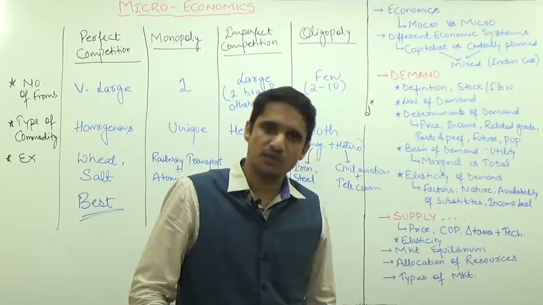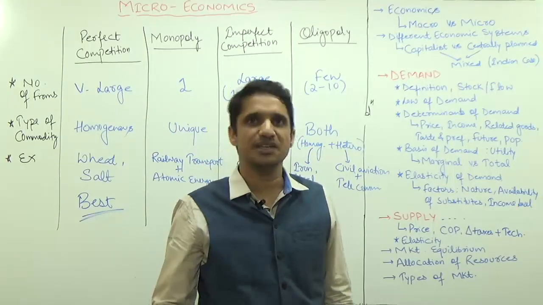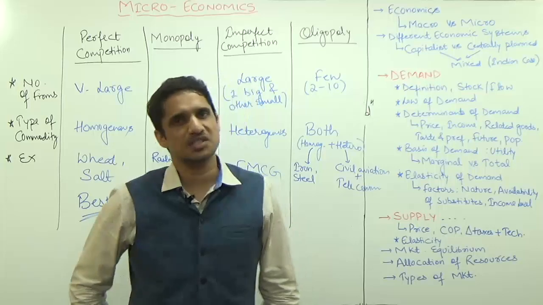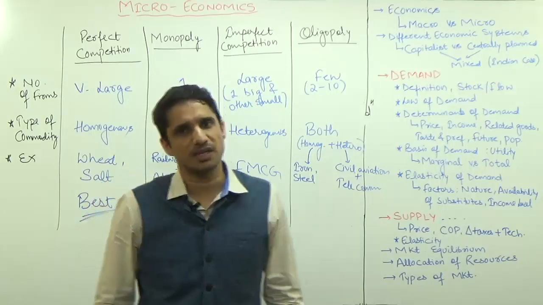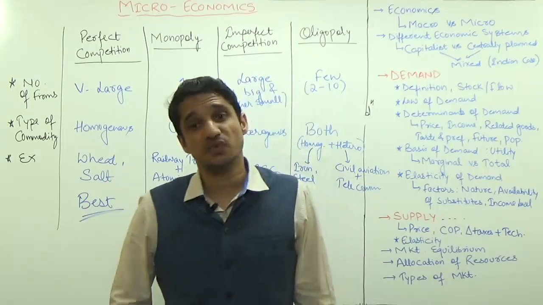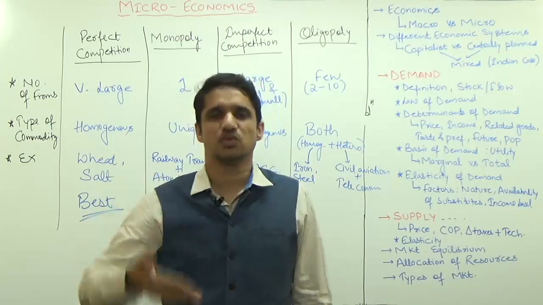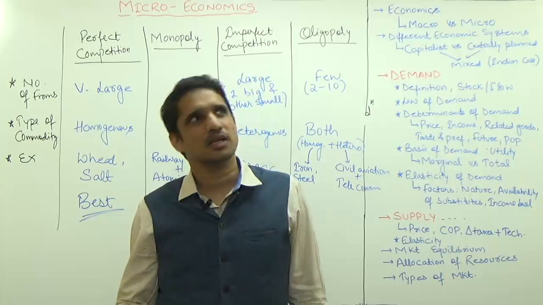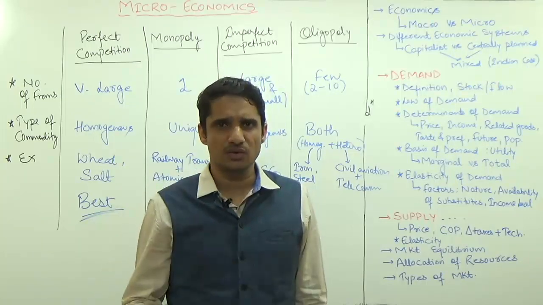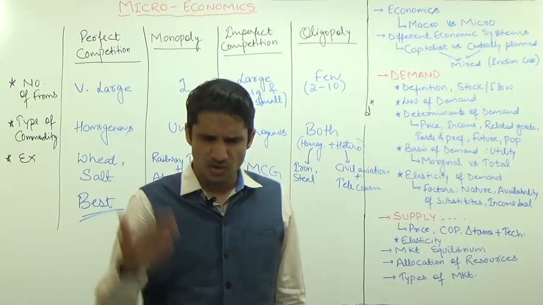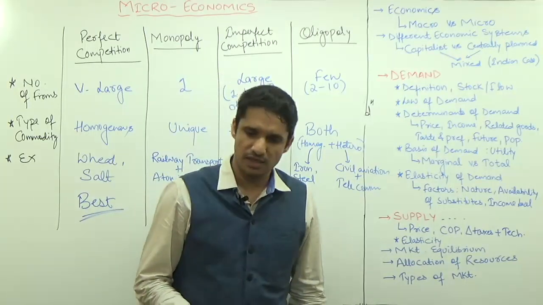Then in the next lecture, we will discuss GDP and related concepts. What is GDP? What is GNP? Factor cost, market price, constant, current. What is net factor income from abroad? What is national income? Different methods to measure national income. Then the calculation of national income in India. What is private income? All these things we will discuss in the next lecture.